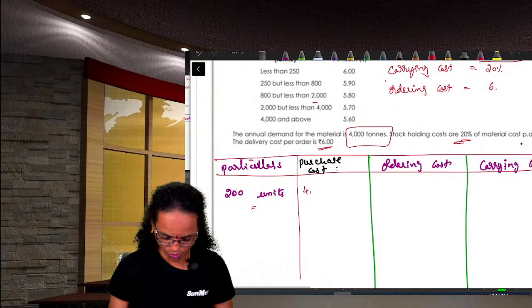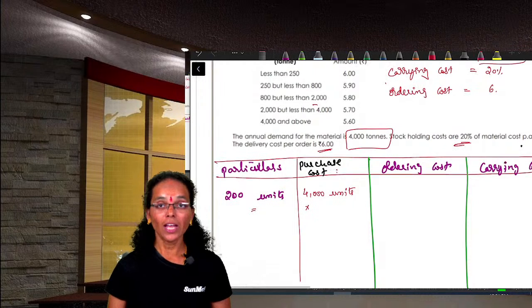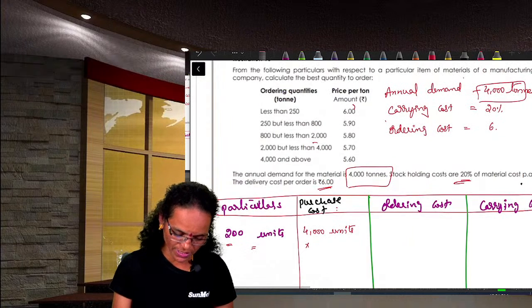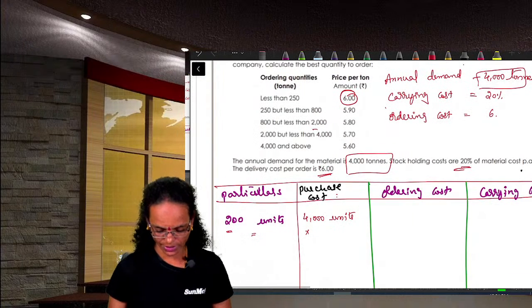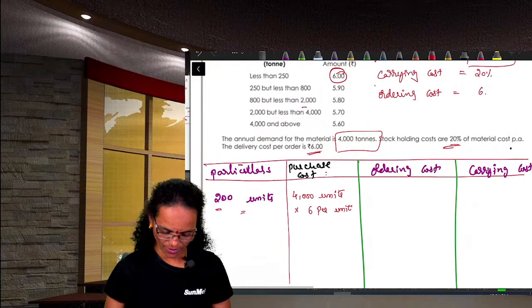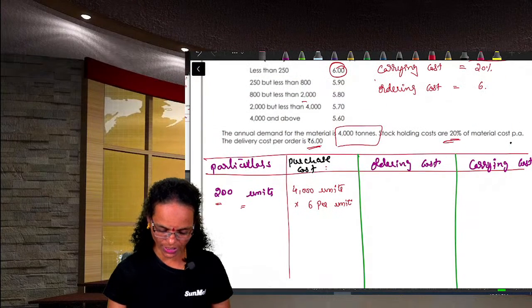So 4000 units you are purchasing, but when you are placing an order for 200 units, the cost will be 6 rupees per unit into 6 rupees per unit. Okay, 6 rupees per unit. Next we will come to ordering cost.